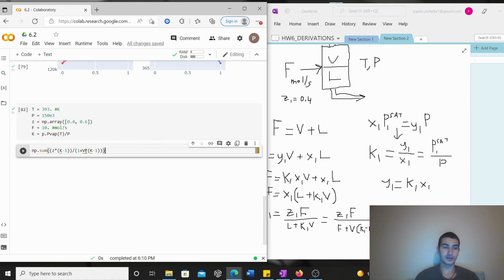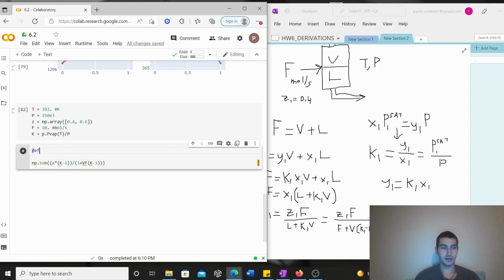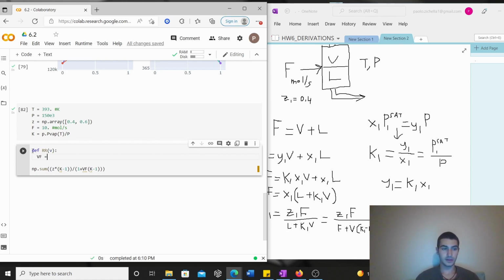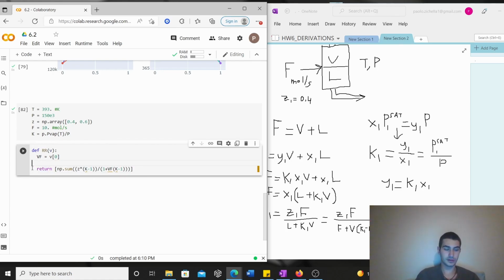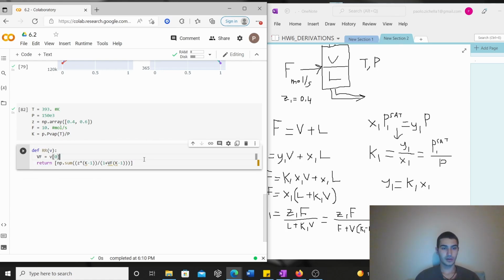Now we just need to say what VF is, or we need to create a function so that this VF is rooted to 0. So let's define a function. We'll call it rr for Rachford-Rice, and it's going to take a vector inside of it, and obviously we're going to unpack that vector as VF, the first one of these. And we're going to want to return this value at the end. Get the indentation correct.